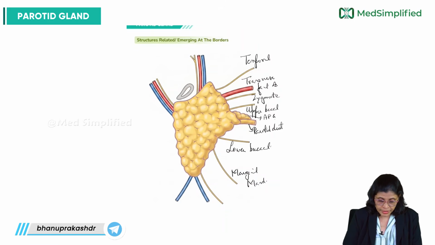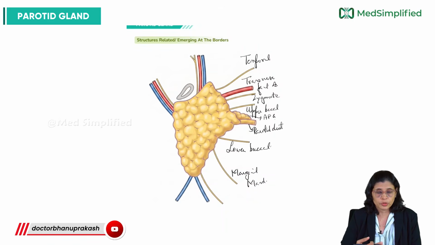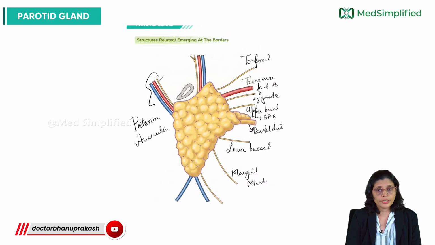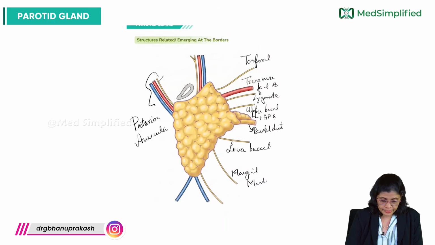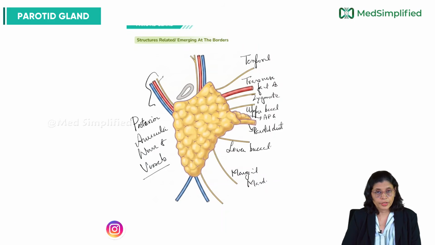Then the posterior border separates the lateral or superficial surface of the parotid gland from the posteromedial surface. Along the posterior border we will see the posterior auricular nerve and vessels. That is the posterior auricular branch of the facial nerve as well as the posterior auricular vessels, artery and vein. So these structures we see along the posterior border.